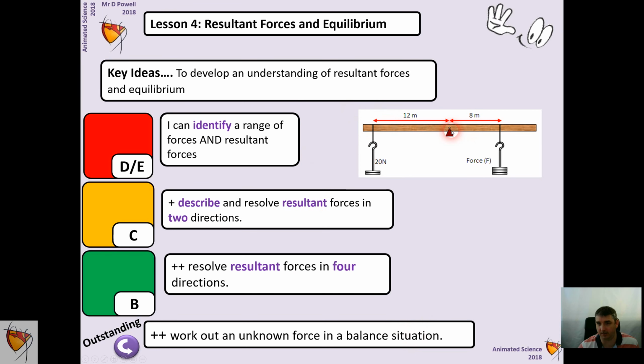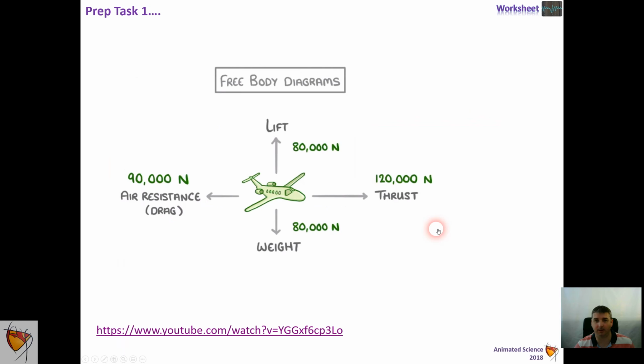So what we're talking about here is you have a pivot point, you have a distance and a force on one side, a distance and a force on the other. 20 times 12 must balance 8 times F, which is unknown. If we rearrange it, we should be able to find out the unknown force. That's really what you're after, and that's what we're aiming for at GCSE later on.